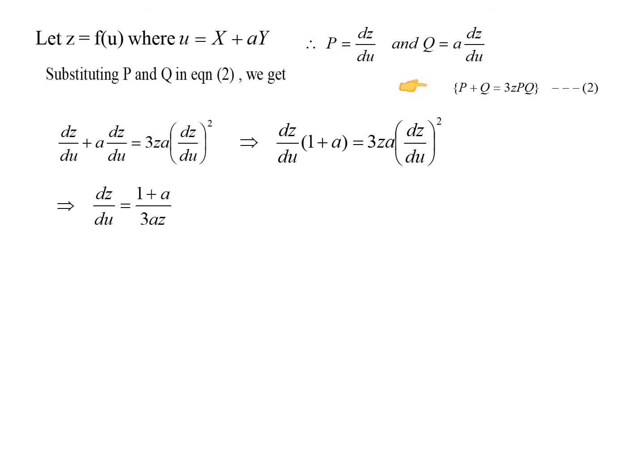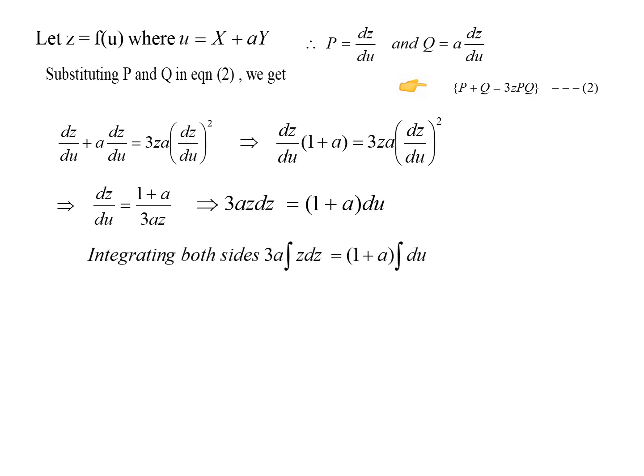And now let us separate the variables, that is, all z terms let us bring to the left side, all the u terms let us bring to the right side. So after separating, let us integrate both sides. We have like this, and the simple integration: 3a into z, when we integrate, z squared by 2, equal to 1 plus a into du. We have integral du is u plus c.